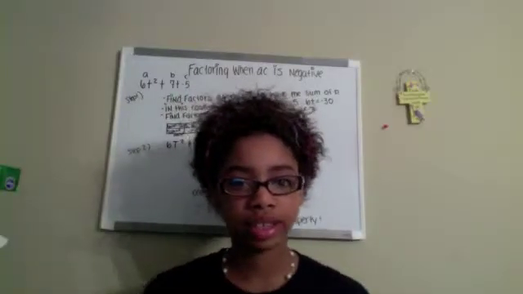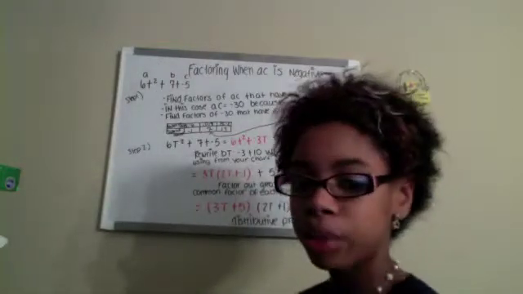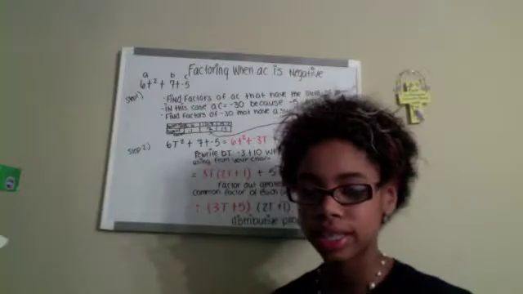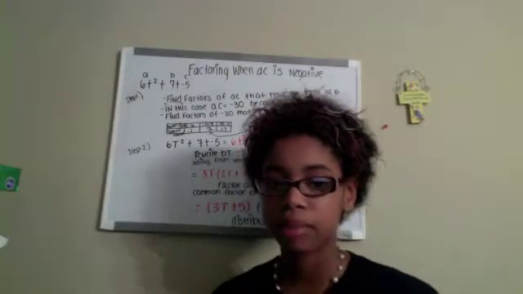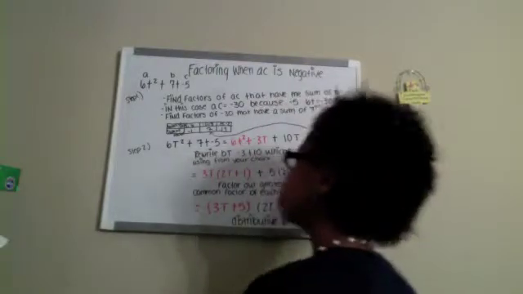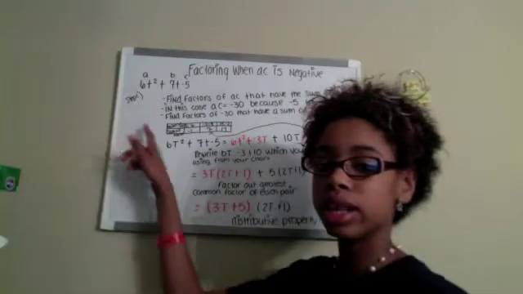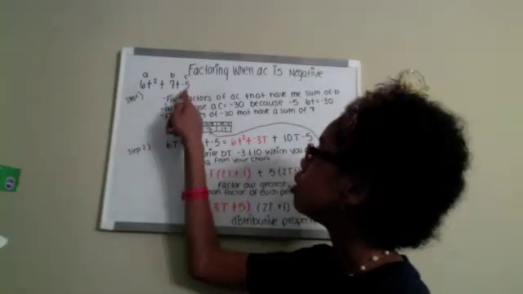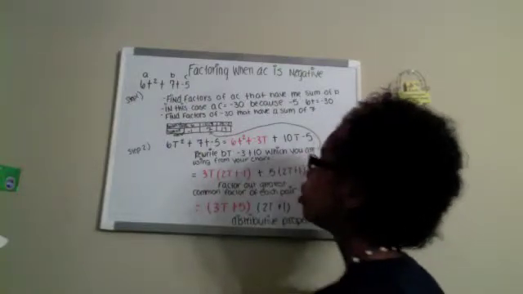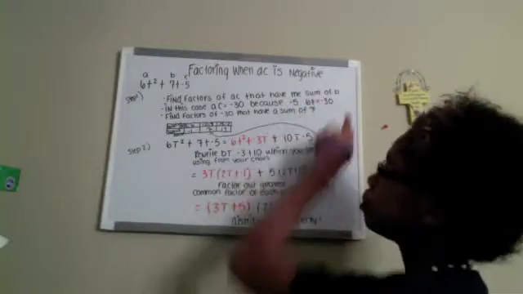Factoring when AC is negative. The problem that we'll be using today is 6t squared plus 7t minus 5. The first step you want to take is labeling the numbers a, b, and c. Then you want to find factors of AC that have the sum of b.